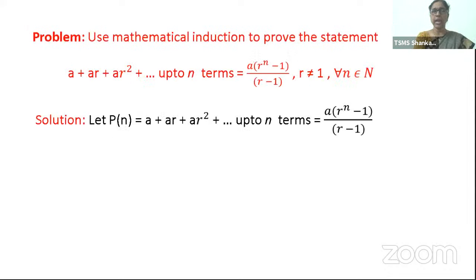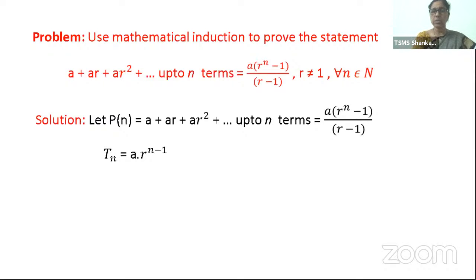Yeah, when the nth term is not given, we use this geometric progression: a, ar, ar squared, isn't it? So in the first term r power 0, in the second term r power 1, in the third term r power 2, and in the nth term, 1 less than n, a into r power n minus 1. That sir has found out.